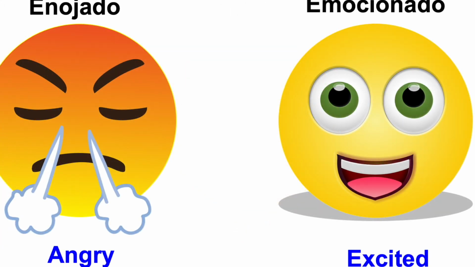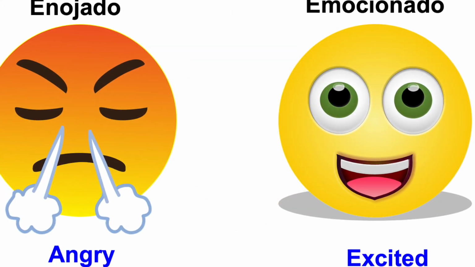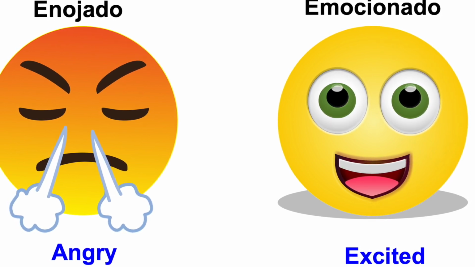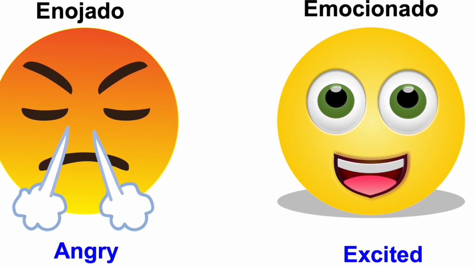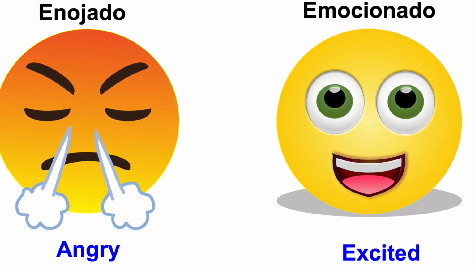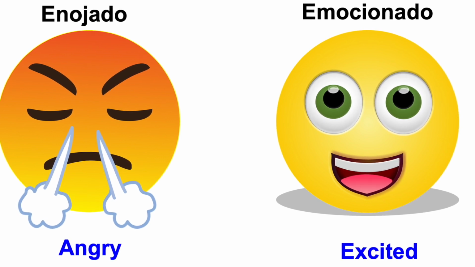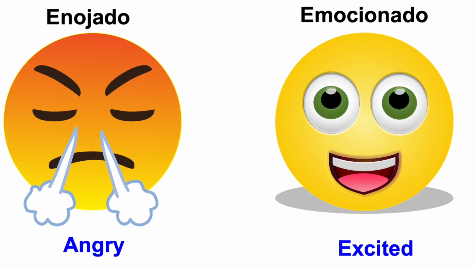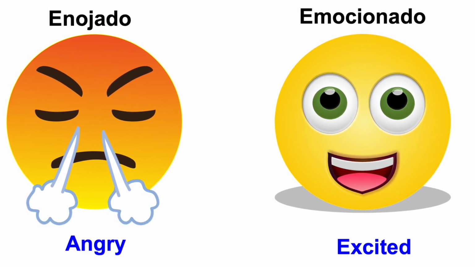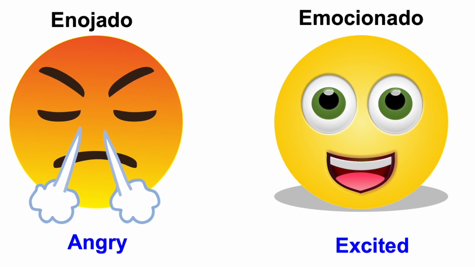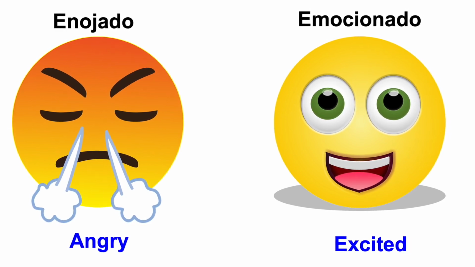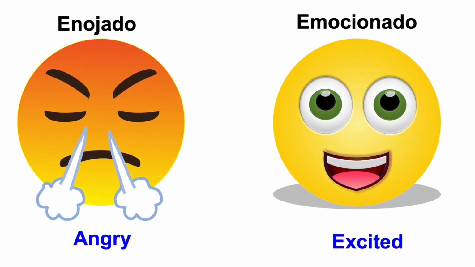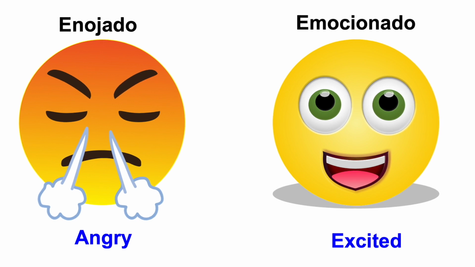Next we have two different emotions. So the first one, you see the smoke coming out of, we don't know where his nose is or where this emoji's nose is, but they're obviously angry, right? So that means in Spanish, we're going to say enojado. Repeat, enojado. Estoy enojado. I'm very angry. Then we have emocionado. You may remember this word because when we talked about boy and girl endings in Spanish, we used emocionado, which means very excited.